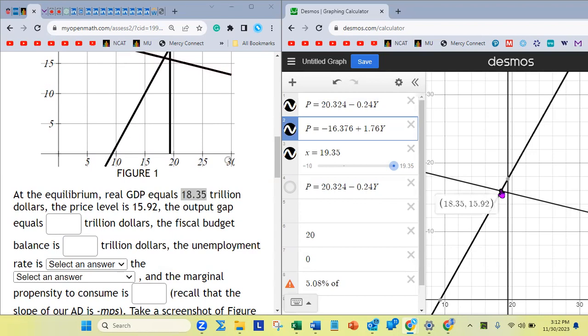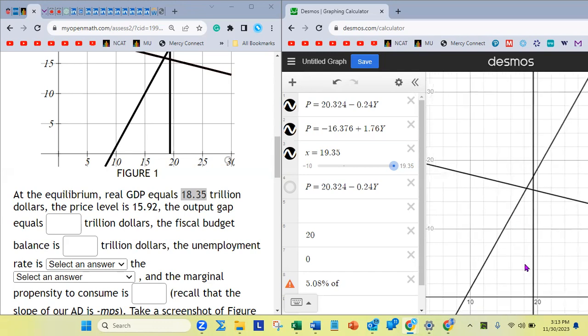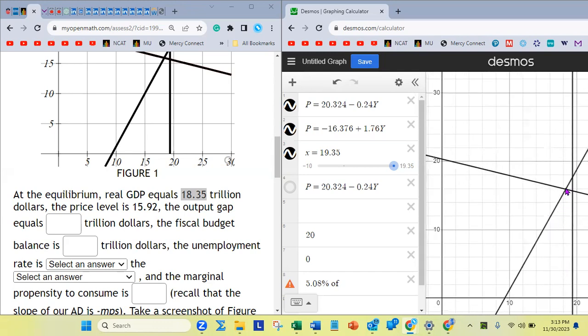That is the intersection of short run aggregate supply, the upward sloping line, and aggregate demand, the downward sloping line. So the first number in this point is real GDP, and it's 18.35 trillion. The second number is the price level, 15.92. And you can see that here, right? So the height of this point is 15.92. And this is the price level, right? And then it's on the horizontal axis at 18.35.